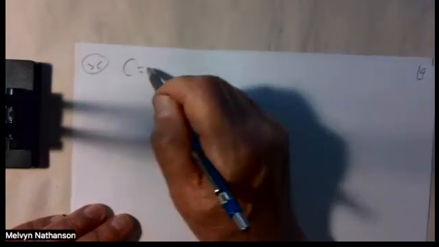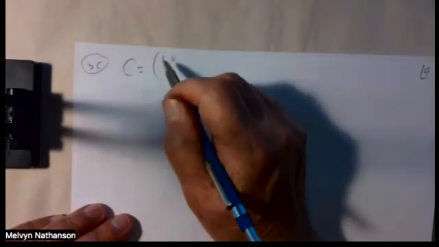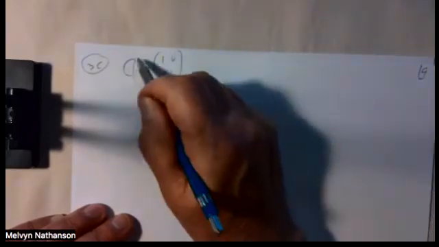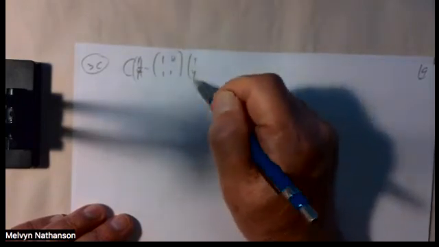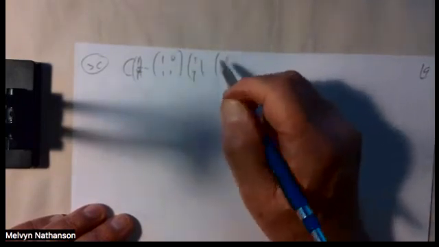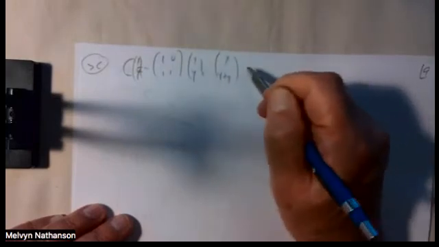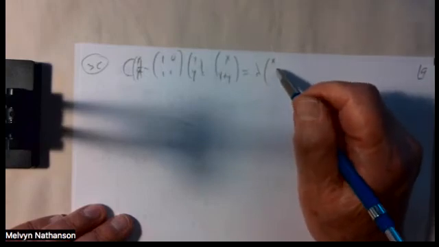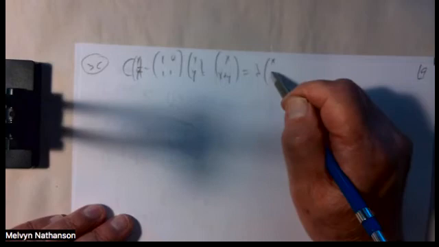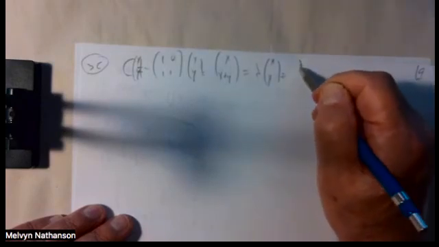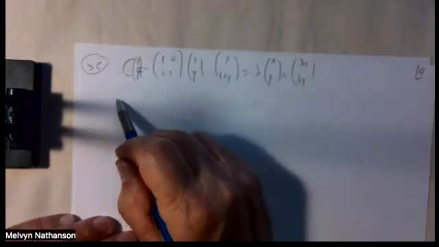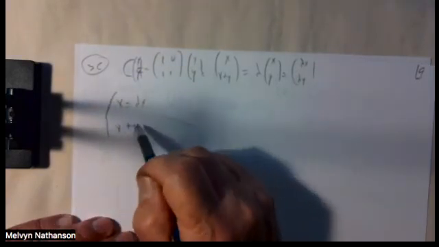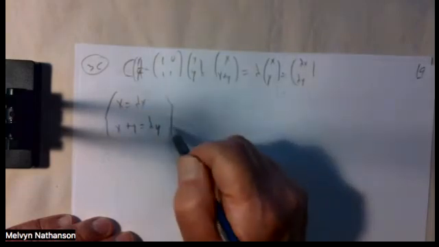So here I have the matrix 1, 0, 1, 1. And if I apply that to a vector x, y, I get x, x plus y. And I want to know, when can I solve the vector equation x, x plus y is equal to lambda times x, y, which is lambda x, lambda y. So that means x has to equal lambda x, and x plus y has to equal lambda y.